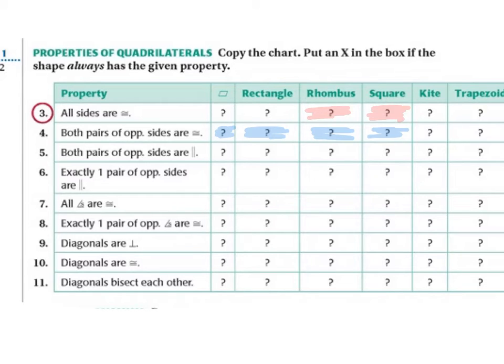All right, next one says both pairs of opposite sides are parallel. Rectangle, rhombus, square, parallelogram. Same set of four. If it's a property of a parallelogram, it is a property of rectangle, rhombus, and square, right? Yes. All right. How about exactly one pair of opposite sides are parallel? Trapezoid. Just the trapezoid.